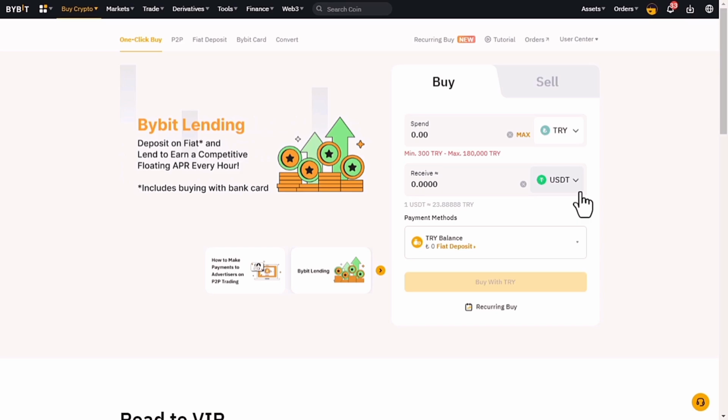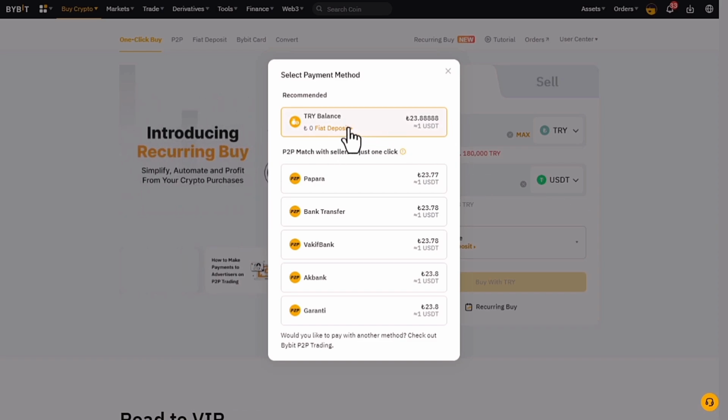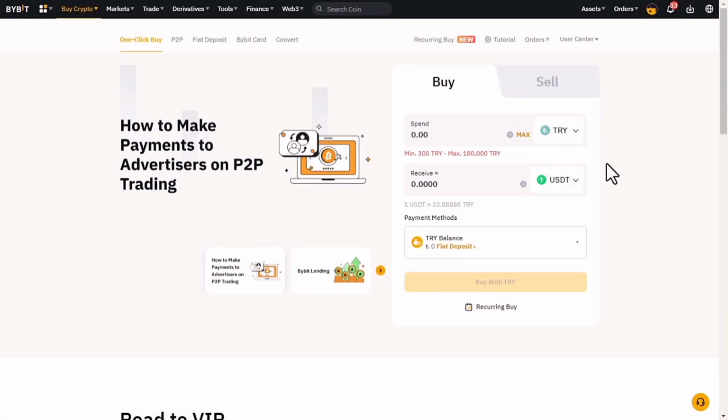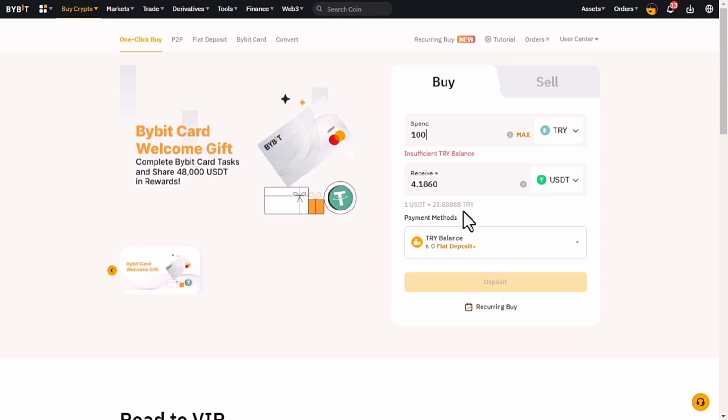In my case, it's Turkish lira here, and you have it here. So if I had any, it was popping up here, and then you can use your available balance in your wallet on your platform to buy some crypto. For example, let's say I have 100 Turkish lira, it's gonna be worth up to 4 USDT, and so on.